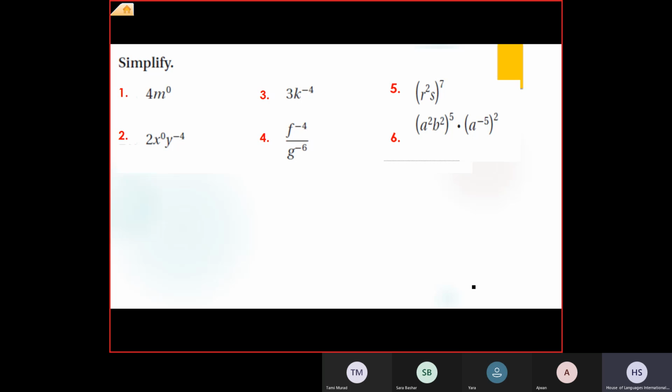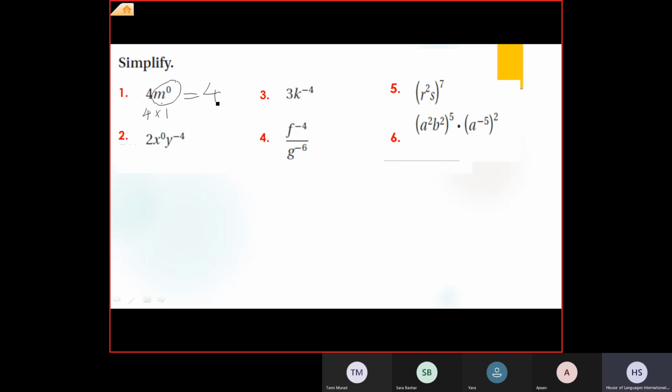Okay? Now, let's do the first one here. Now, all of you, please, lift everything. Keep your eyes open. The first one: 4m raised to the power 0. Now, if you remember the rules of the exponents, m to the power 0 is what? It's 1. Anything raised to the power 0 is 1. So 1 times 4, it's 4. This is for the first one.